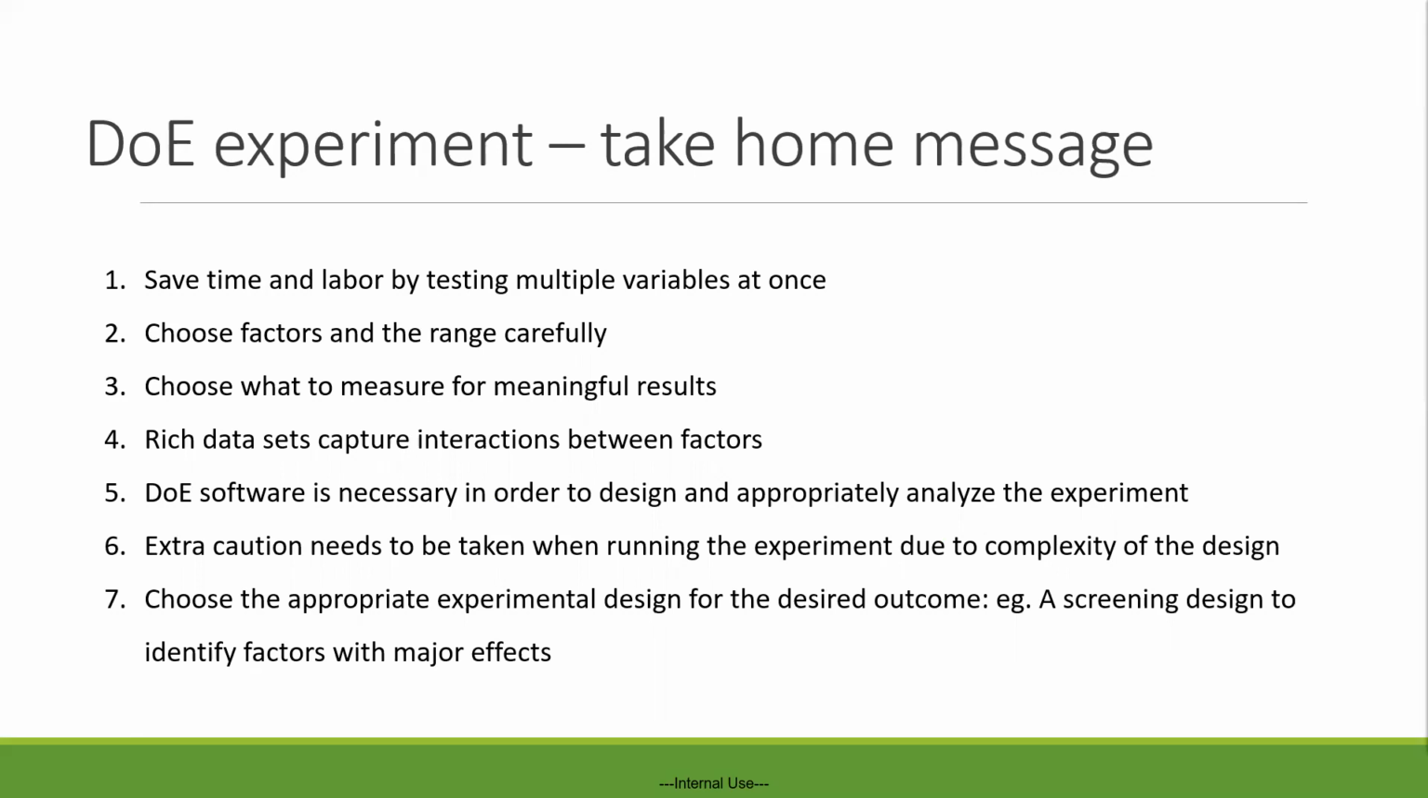analyze the experiment. When we run the experiment, we need to be extra cautious due to the complexity of the design. And we need to choose an appropriate experiment design for the desired outcome, such as a screening design to identify factors with major effects. And then we narrow down to a few factors, and at that time we will use the response surface method option to find the optimal setting to confirm the result.